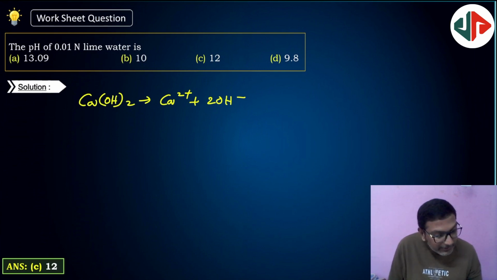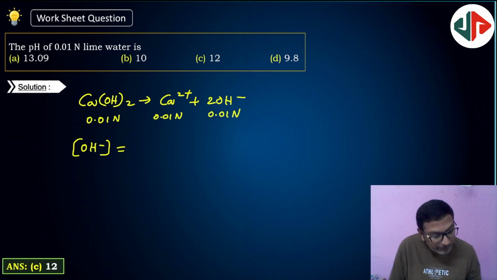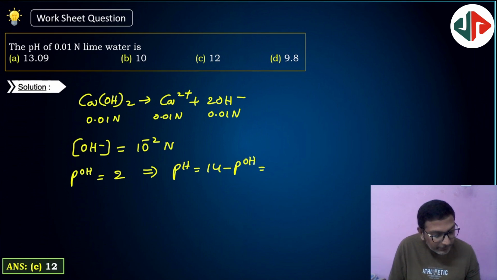Next, given normality 0.01 normal. Here also 0.01 normal. Here also 0.01 normal. Therefore, OH minus concentration equals 10 power minus 2 normal. Therefore, pOH equals 2. That implies pH equals 14 minus pOH, which is 12. Option C.